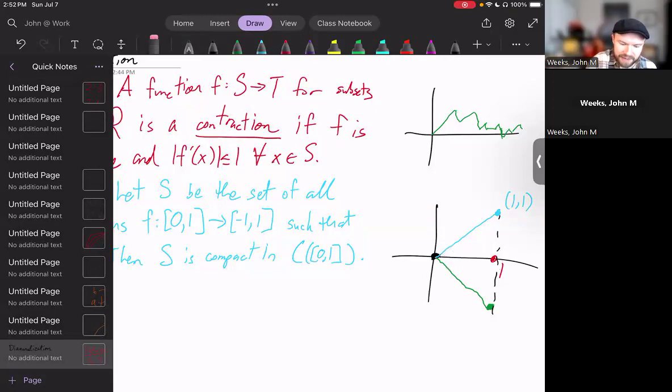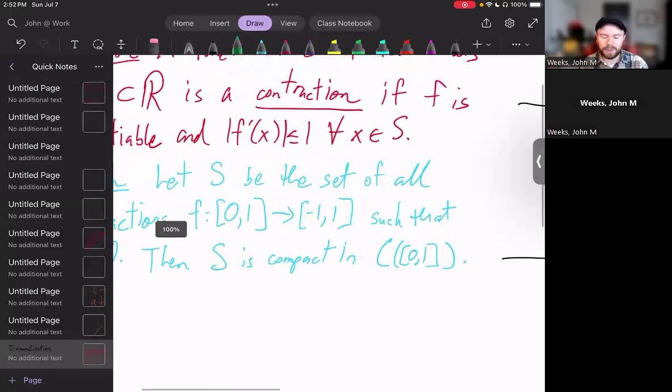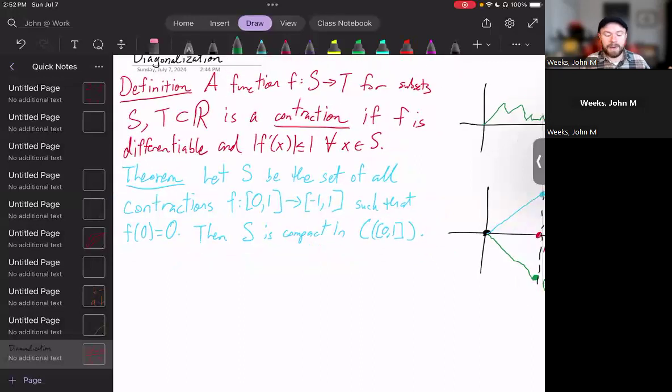So the y values that are possible in this function are those that go from -1 to 1. There's no way to make it go anywhere outside of this range. I put in -1 to 1 just to mention that that follows from the fact that these are contractions that all start at the point where x equals 0 and f(0) equals 0. Then we're actually making a claim here that this set S is a compact set in the set of continuous functions with a domain of 0 to 1.